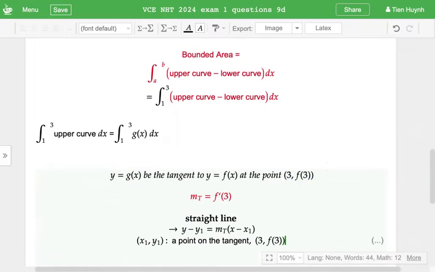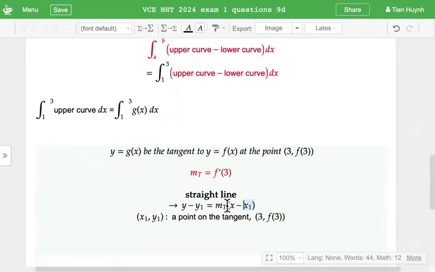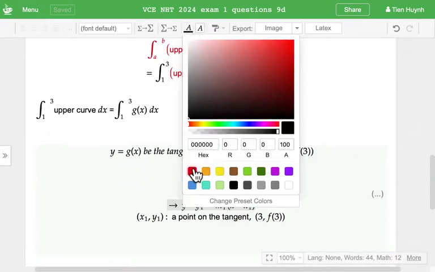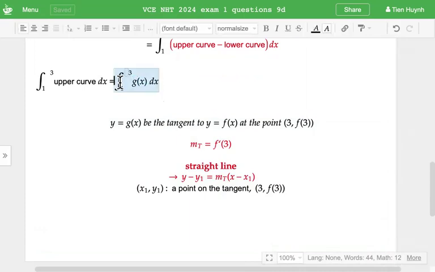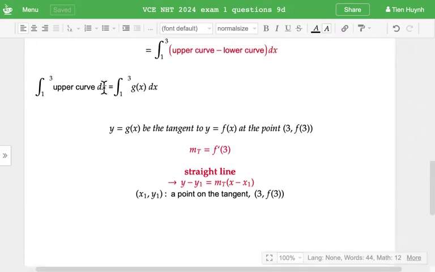In this case, it is that. Okay, now this is the key point. Okay, then so for now, you know how to figure out the equation of g(x), and then the next step, you can just integrate this expression to figure out the definite integral of the upper curve. Then let's move on.